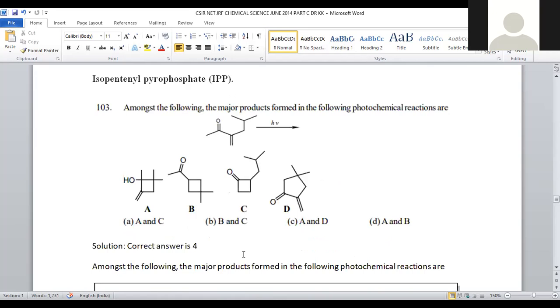Let us move on to question number 103. Among the following, what is the major product formed in the following photochemical reaction? Photochemical reaction, being a concerted mechanism. Here we have a carbonyl group and this olefinic double bond. Both are there, but obviously we know that the carbonyl group has more reactivity than the olefinic double bond, because both the carbons are there, so that it will become symmetric and polarization becomes somewhat difficult in case of the double bonded one.